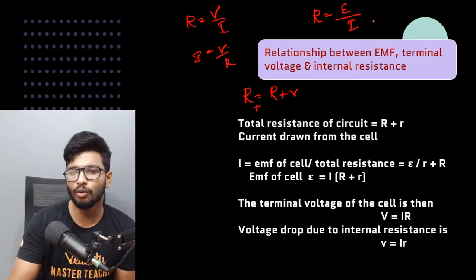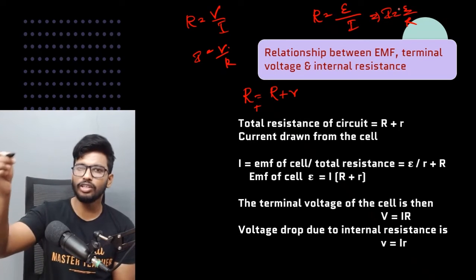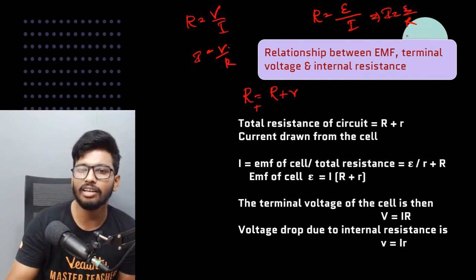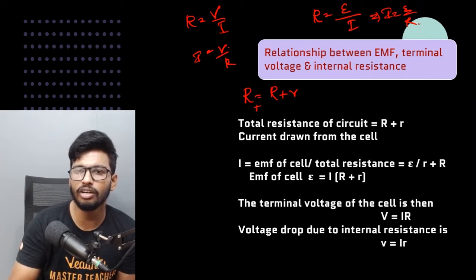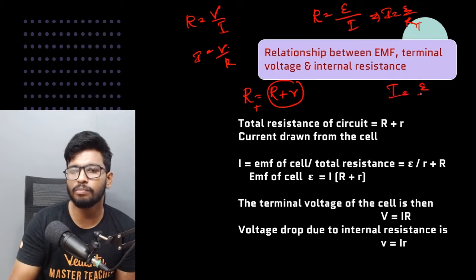And we know that this can be written as I is equal to epsilon, or E, by R, which is the total voltage, that is the EMF, divided by the total resistance. And here total resistance RT is nothing but R plus r. So I can write I is equal to epsilon by R plus r. So that's how you get this equation.